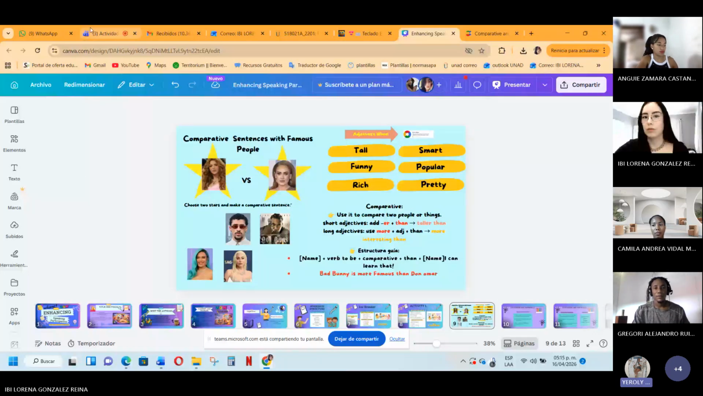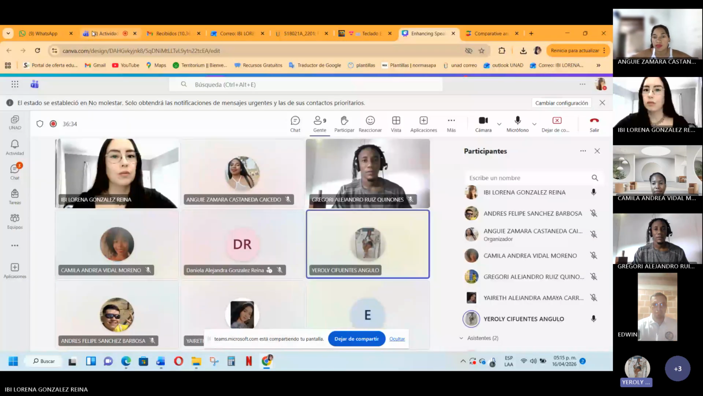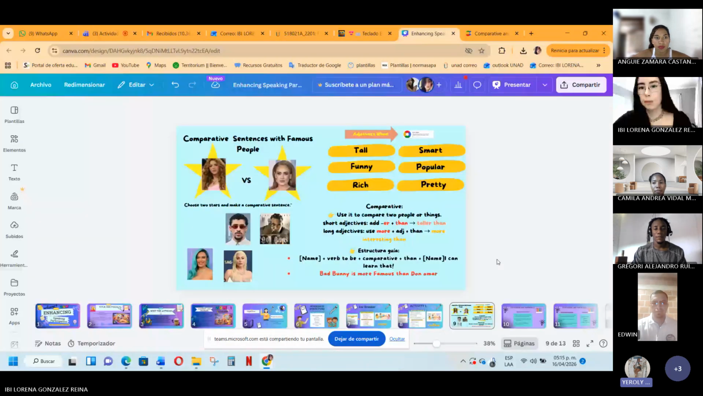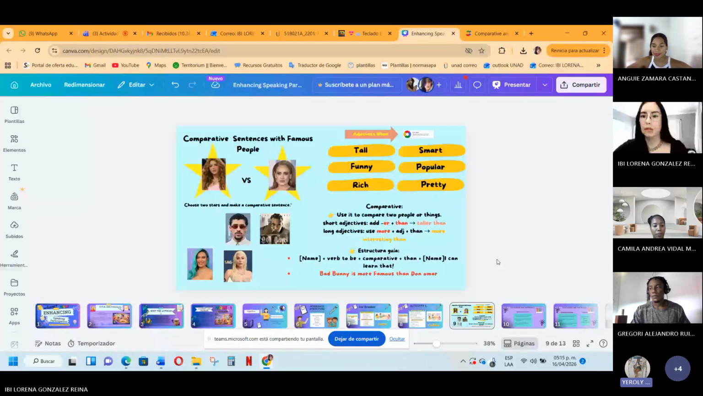Thank you, Carmen. And now the sample considering this structure. The structure is: name, verb to be, more, comparative, than, and name. For example, these stars are Shakira and Adele. We say this form: Shakira is more popular than Adele.